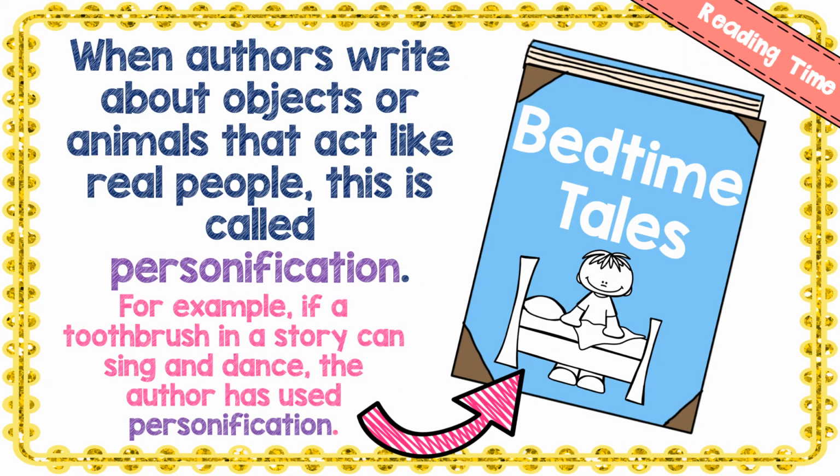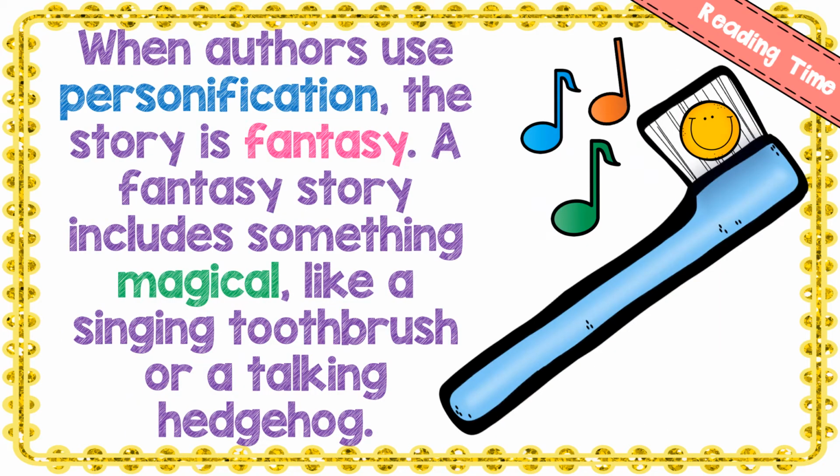Now before we read, I want to explain to you the word called personification. When authors write about objects or animals that act like real people, this is called personification. For example, if a toothbrush in a story can sing and dance, that's the use of personification. This story does have personification in it. When authors use personification, the story is a fantasy. That means something magical, like a toothbrush singing or a talking hedgehog. These are magical things.